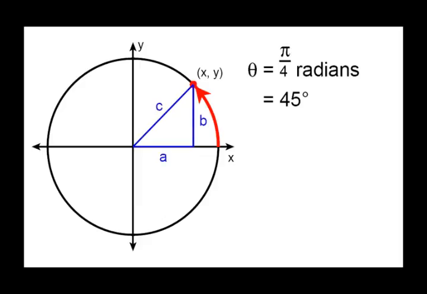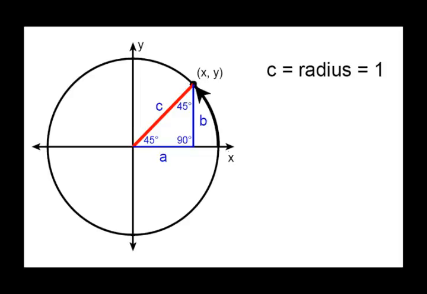We can label the sides of the triangle A, B, and C, with C being the longest side. There's some things you'll notice about the triangle. First, it's a right triangle. Next, the angle with its vertex at the origin of the coordinate plane measures 45 degrees. This means that our third angle is also 45 degrees. The length of side A is the x value of our point on the circle. The length of side B is the y value of our point on the circle. The length of side C is the same as the radius of the circle. Since we have two angles with the same measure, we have an isosceles triangle, which means that sides A and B have the same length.